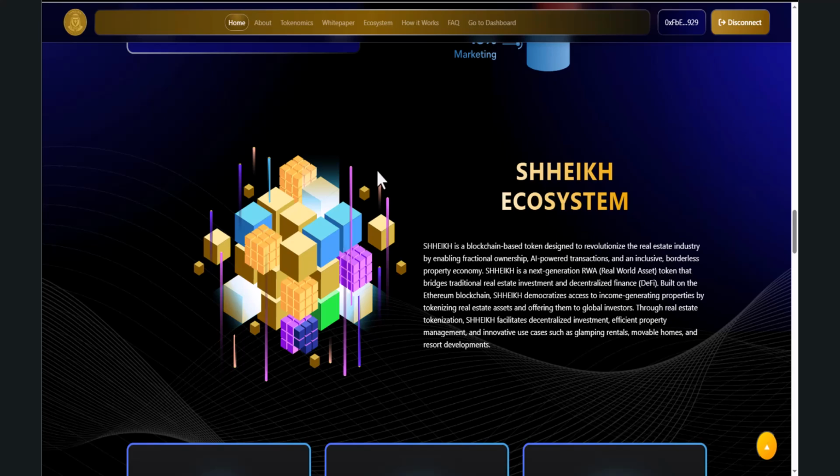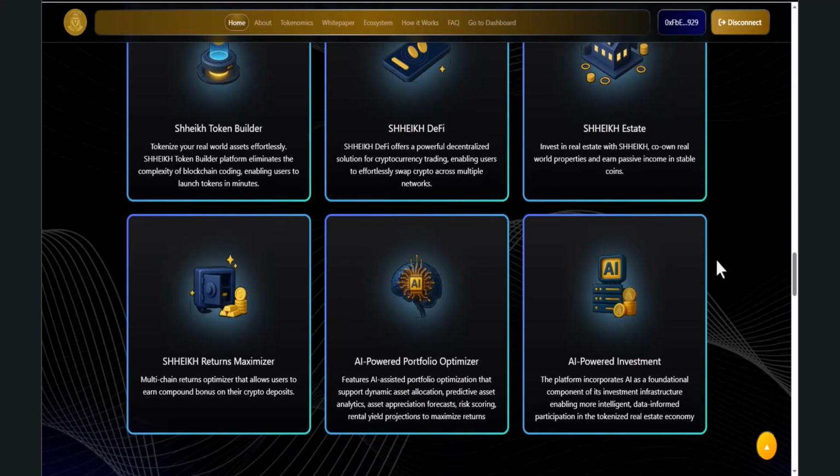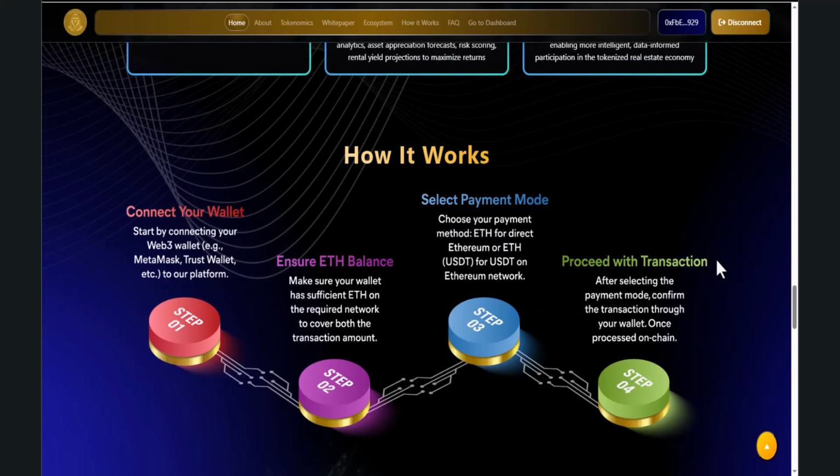So guys, here you can see its ecosystem, in which it's told that it's a blockchain based token designed to revolutionize the real estate industry by enabling fractional ownership, AI powered transactions, and an inclusive borderless property economy. Shheikh is a next generation RWA token that bridges traditional real estate investment and decentralized finance. Built on the Ethereum blockchain, Shheikh democratizes access to income generating properties by tokenizing real estate assets and offering them to global investors. Through real estate tokenization, Shheikh facilitates decentralized investment, efficient property management, and innovative use cases such as glamping, rentals, movable homes, and resort developments. Here you can see Shheikh Token Builders, Shheikh DeFi, Shheikh Estate, Shheikh Return Maximizer, AI Powered Portfolio Optimizer, and AI Powered Investments.